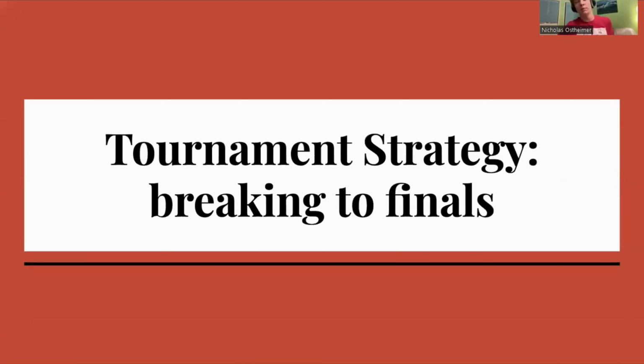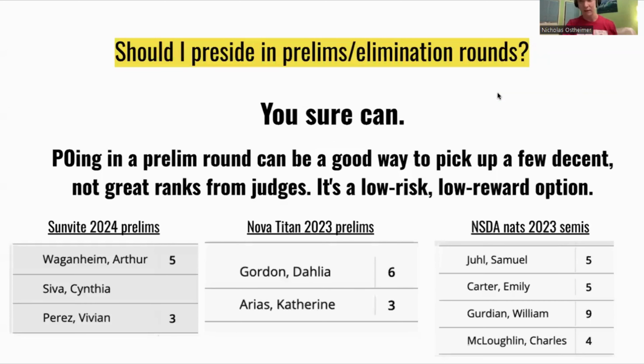Now, let's talk a bit more about tournament strategy. Getting a bid always involves breaking out of prelims at a tournament, which means we're going to be talking mostly about what you can do to improve your chances of breaking out of prelims. And most of this is just stuff I'm going to cover in round strategy, of being a good congressional debater, generally speaking. But often the big question on everyone's mind is, should I preside in prelims or elimination rounds?